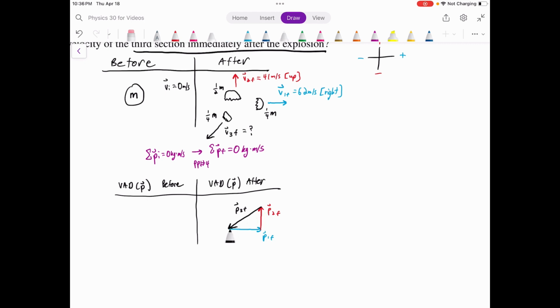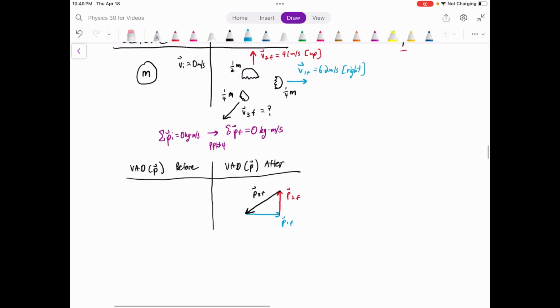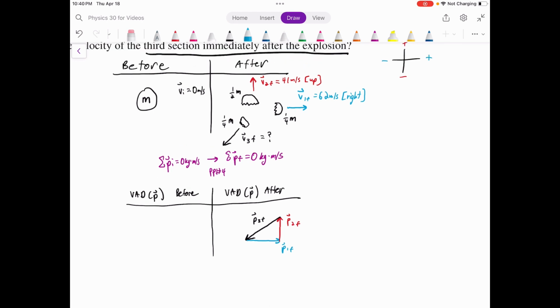If we went to draw in the net momentum now, net is always drawn from where we started to where we finished. Well, we started exactly where we finished, so there is no net momentum to draw. And so one thing to notice here, look, this is exactly what we said. If we were to split momentum 3 final into its x component, its x component would look like that. Notice it's the exact size as momentum 1 final, but in the opposite direction.